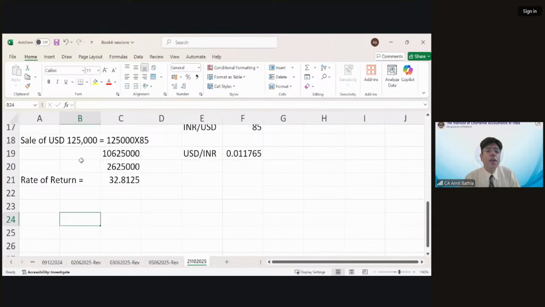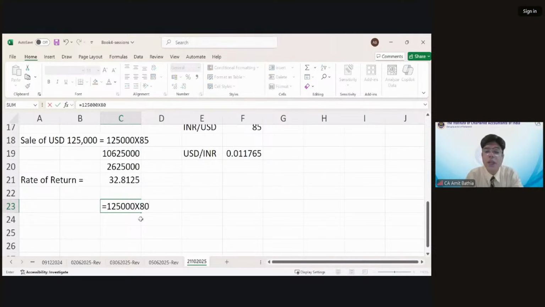So as I mentioned earlier, we have already calculated over here the return, which is 32.8125. I want to break up this particular return into two parts. One is the return which is earned due to foreign currency and the other is the return which I have earned on the investment. So how do I do that? 125,000, if I take it into 80, for example, that would be at the original rate at which I had acquired. That means 125,000 into 80. So that would have been the value, that is 1 crore, which I would have secured had the exchange rate been the same, right?